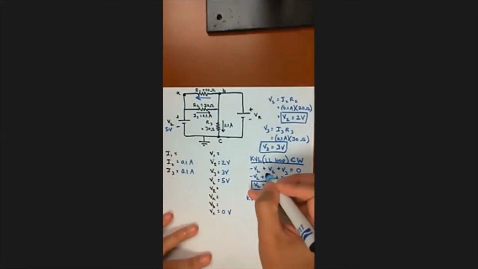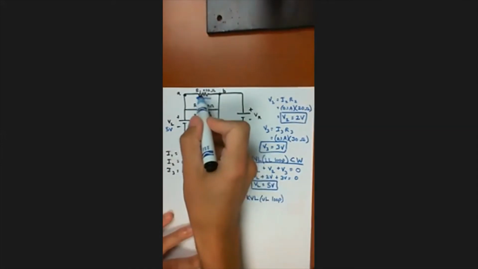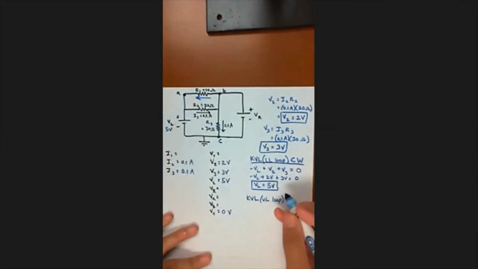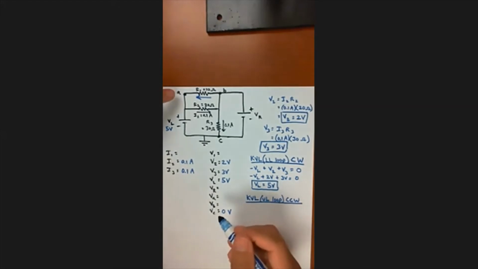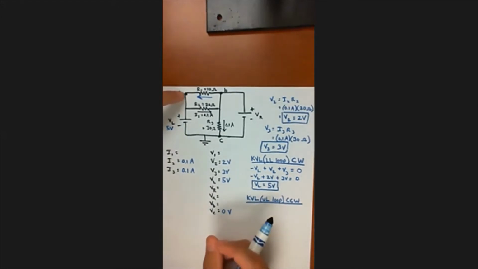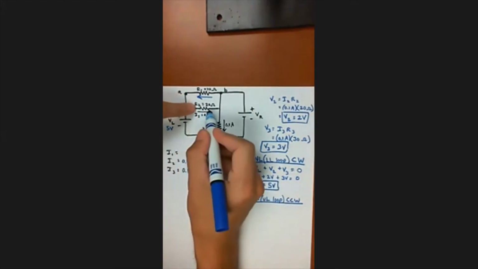KVL equation, upper left loop, and I'm going to go this time counterclockwise. Again, you'll get the same answer regardless of which way you go. Your equation will just look a little different. So I'm going to start from A, and that doesn't really matter either, but you got to pick some place to start. So I'm going to go A and go counterclockwise. So I'm going to go with the arrow.